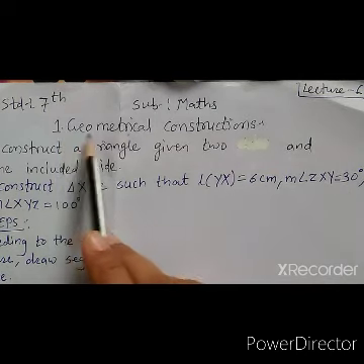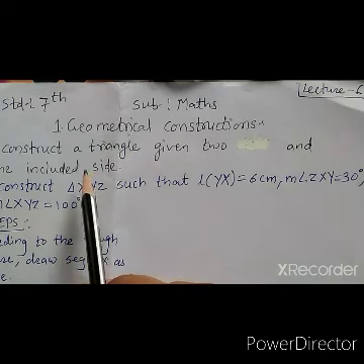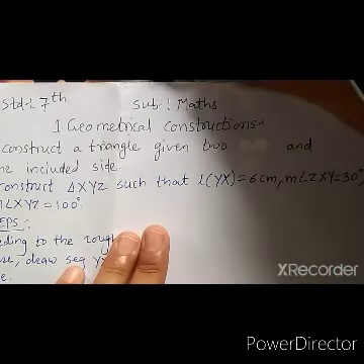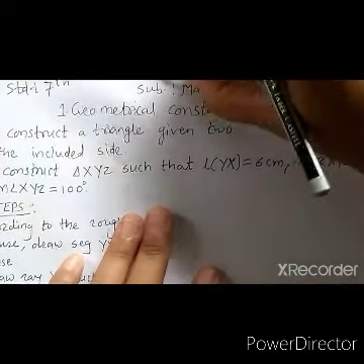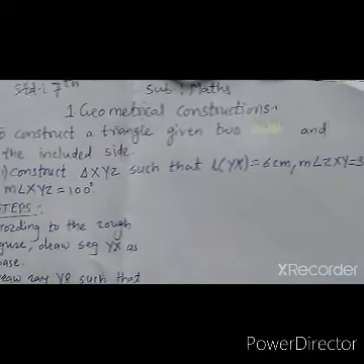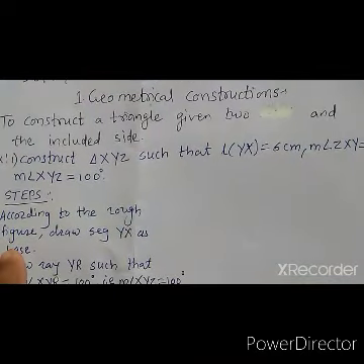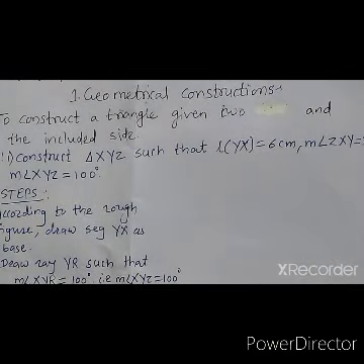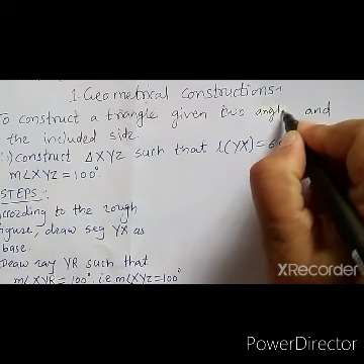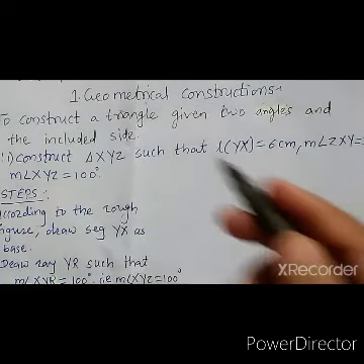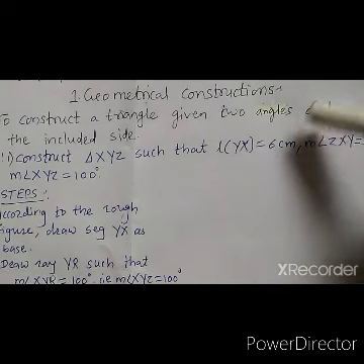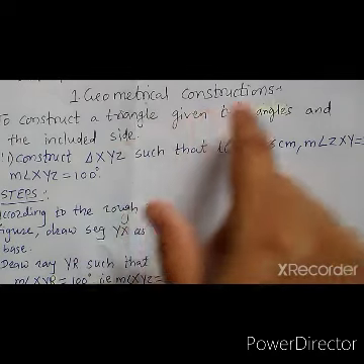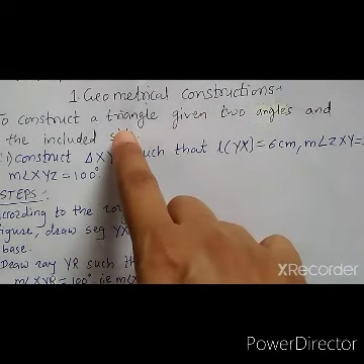Let us see first lesson, geometrical constructions. In the previous video, we have seen construction of a triangle and its two types. Now let us see the third type: to construct a triangle given two angles and the included side. It means that two angles are given and one side is given, that is the included side between the two angles, and we have to construct a triangle.